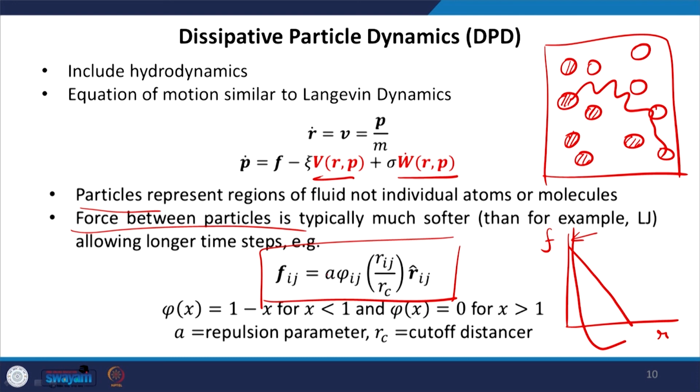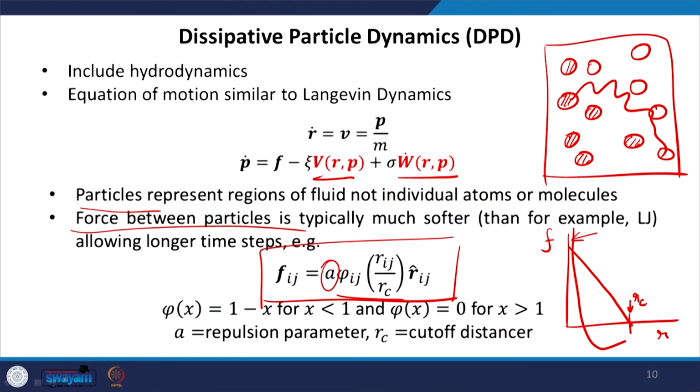So, we have a repulsion parameter A. We define a function of Rij by Rc, where Rij is again the distance between the particles, Rc is some cutoff distance at which the force goes to 0, and the function phi is defined as 1 minus x for x less than 1, that is pretty much the form of this, going like 1 minus x, and 0 after that. So, it goes to 0 beyond r equal to Rc.